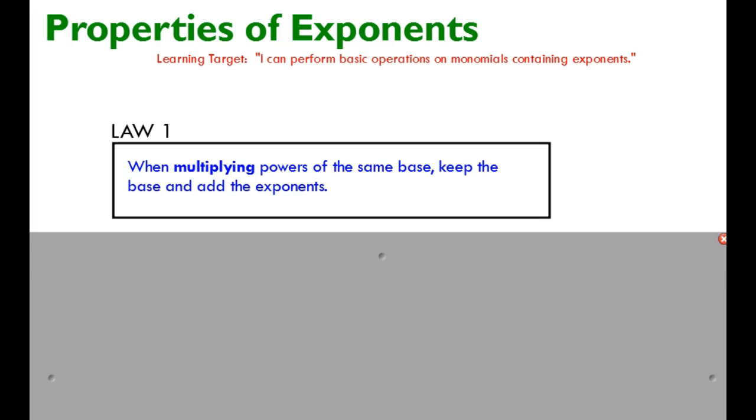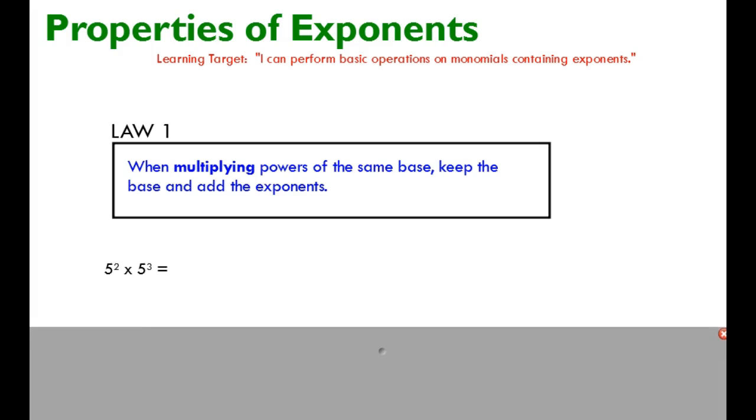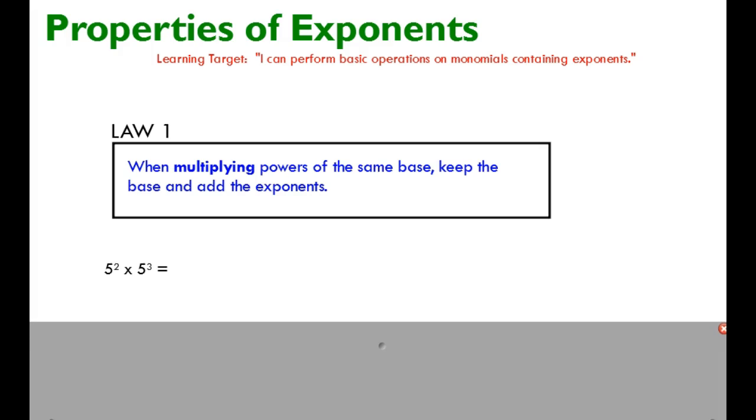So let's see an example of what that would look like. Here's one. We get 5 squared times 5 to the third. And this is probably one of the last times you'll see that x for times. It normally would be written like this, with a dot, or like this, with parentheses. But either way, they're all the same.